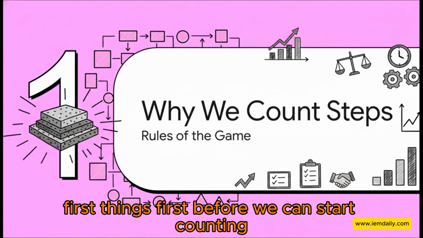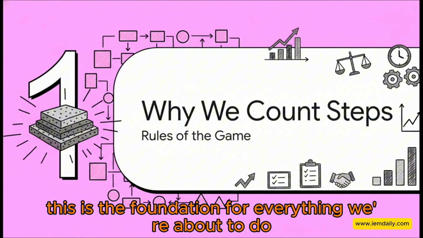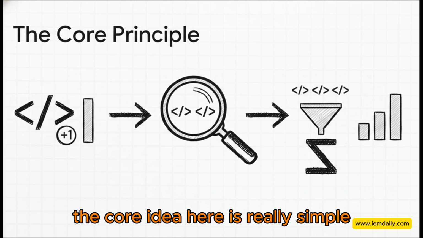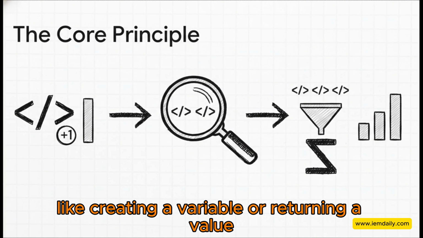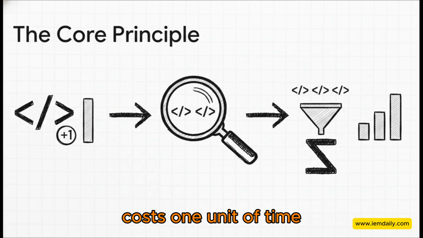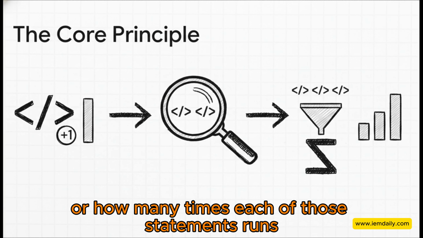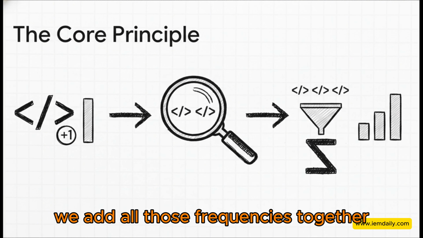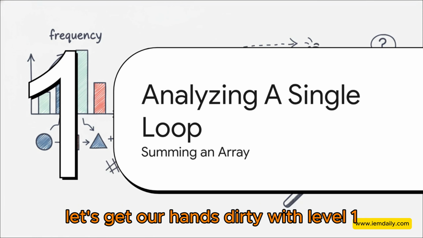Okay, first things first. Before we can start counting, we need to establish the rules of the game. This is the foundation for everything we're about to do. The core idea here is really simple. We're going to say that any basic statement, like creating a variable or returning a value, costs 1 unit of time. Our mission then is to figure out the frequency, or how many times each of those statements runs. We add all those frequencies together, and that gives us a total cost function for the entire algorithm. Simple as that.